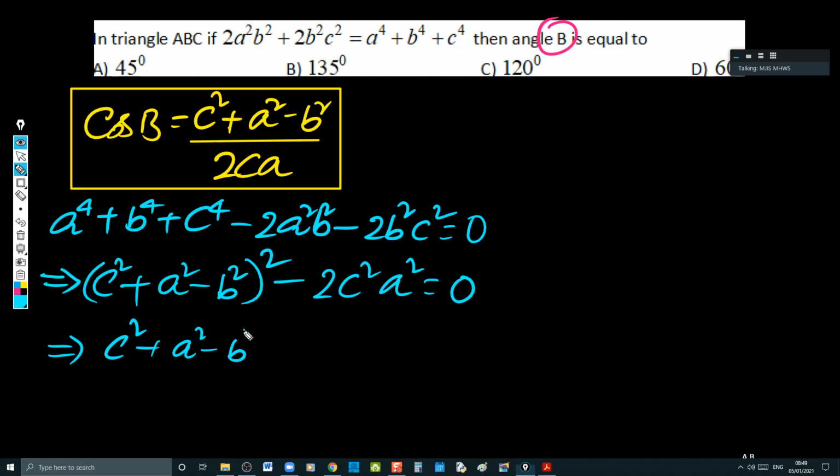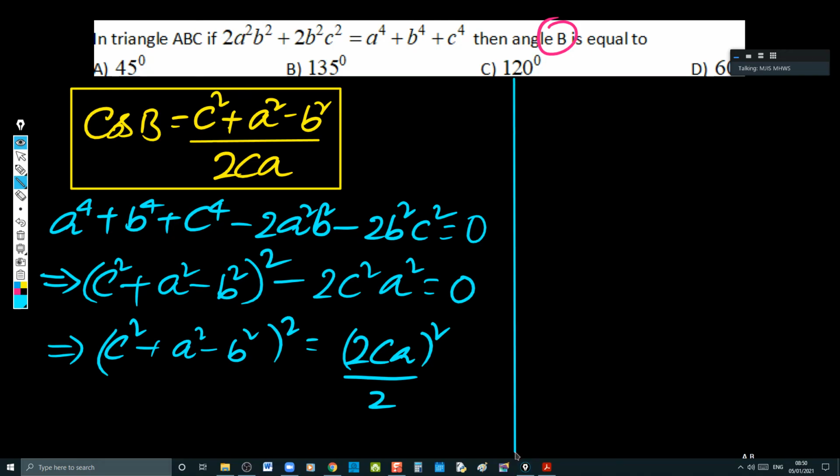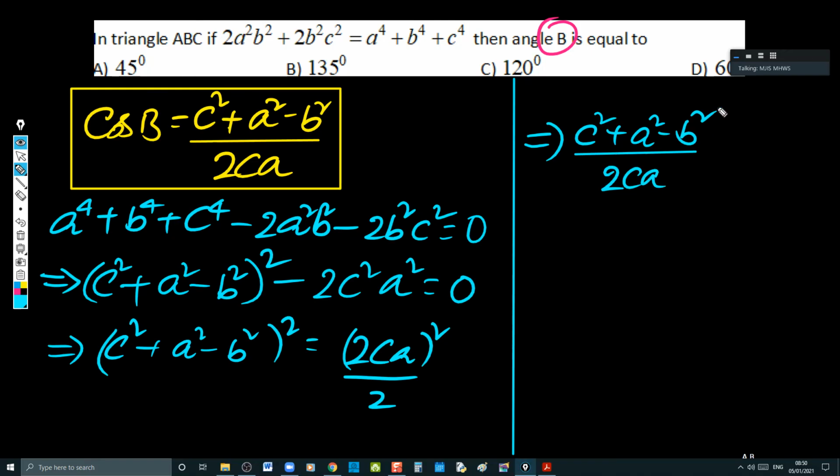So what happens? Now, this will be written like this: C square plus A square minus B square whole square is equal to 2CA whole square by 2. Why I'm writing like that, I have shown it in the yellow color, the formula. I want to get that form. So this becomes C square plus A square minus B square whole divided by 2CA whole square is equal to 1 by 2. Now it is more than one correct answer, beta.